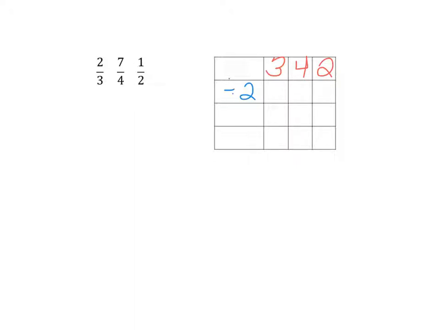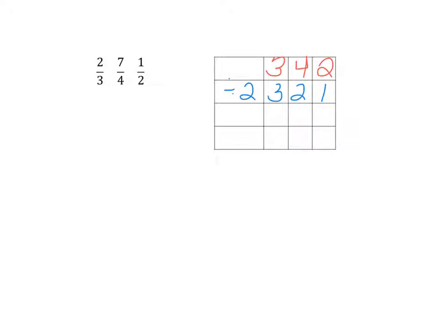So 3 divided by 2, we would just write 3 here. 4 divided by 2 would be 2. 2 divided by 2 would be 1. Okay. In this case, the 3 is not divisible by 2, but the 4 and 2 are. The goal is to have a 1 in each cell.